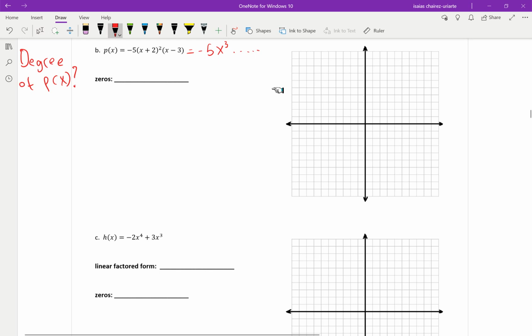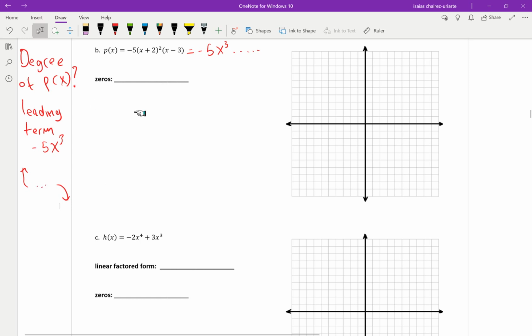Right now my leading term is negative 5x to the third. So that tells me that my polynomial is going to do something like this, because I'm dealing with an odd degree polynomial with a negative leading coefficient. This is what I should expect at the ends. But now I have to fill in the details of what happens in the middle. This is just the long-term behavior. What happens as x goes to negative infinity? What happens as x goes to positive infinity? But what happens in the middle?